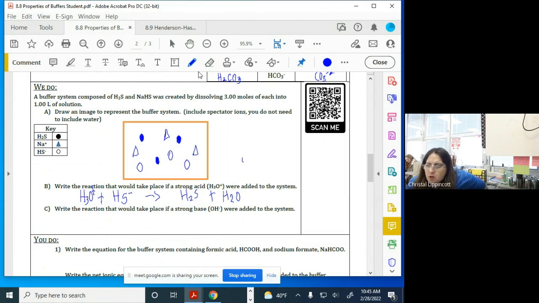All right. Then, if we had a reaction where we had a strong base added to the system, they want to know what's going to happen. So if I have OH- added in, that's going to grab what? H2S. And that's going to give us HS- plus H2O.